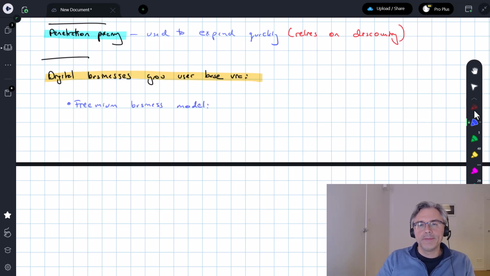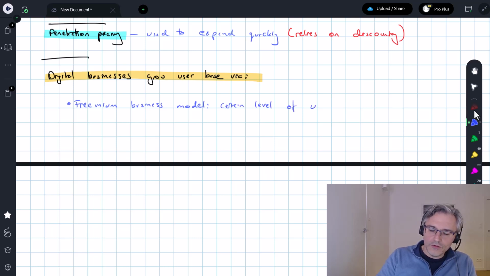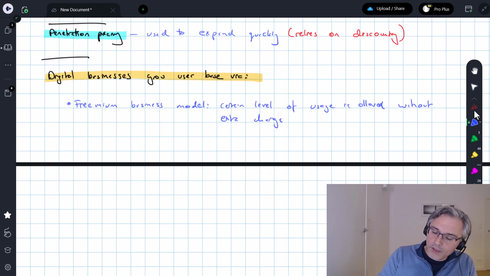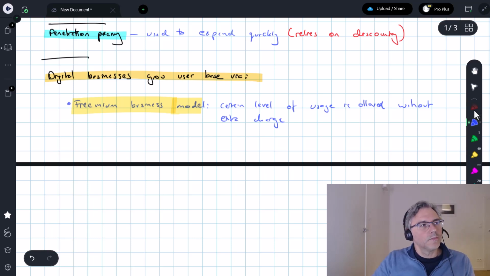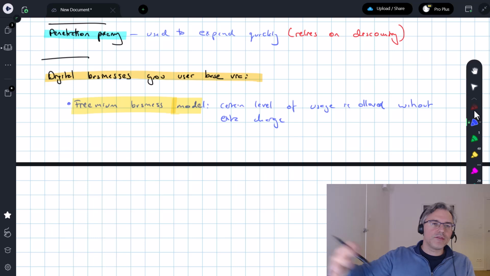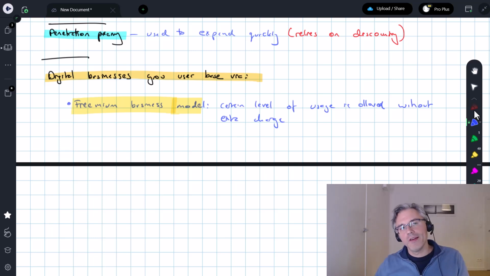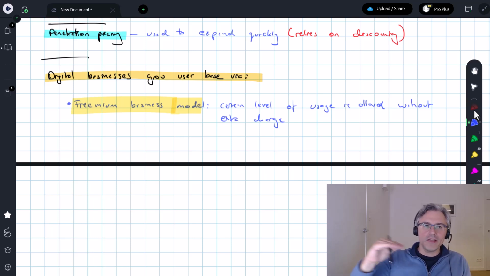This is where a certain level of usage is allowed without any extra charge. So some base level may be available to clients who don't have to pay anything. From the experience of my kids, there is an app called Duolingo, which allows you to learn a foreign language. I'm not sure how effective it is, but many people use it, and I don't think you have to pay anything to use it at a base level.